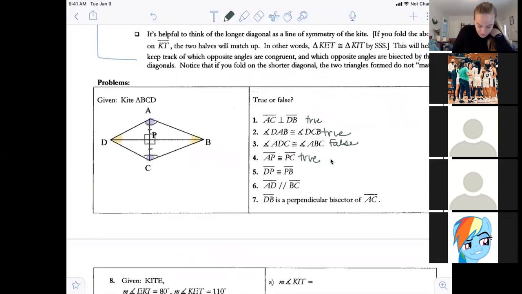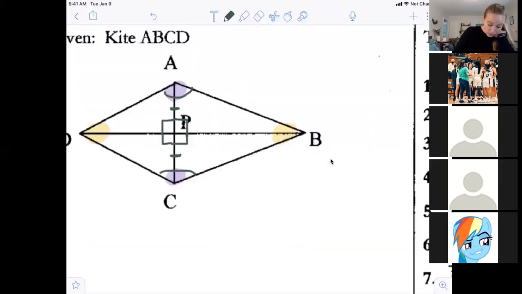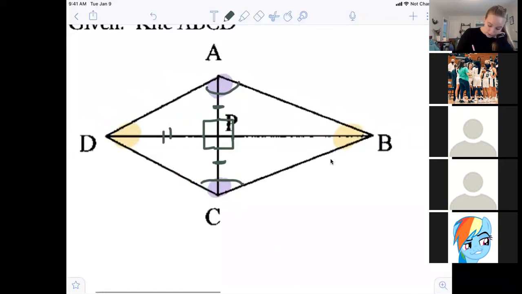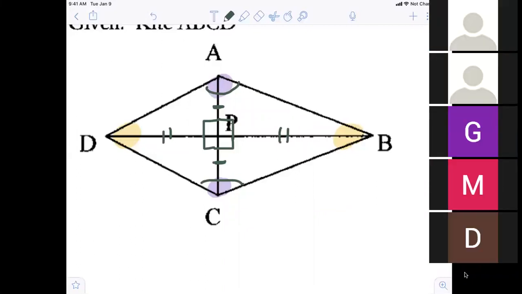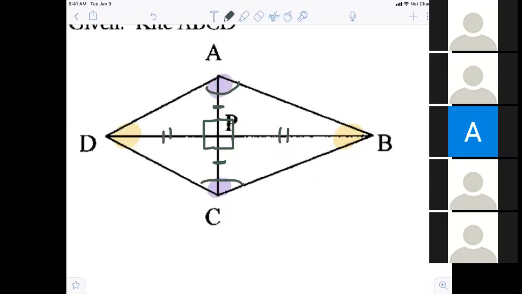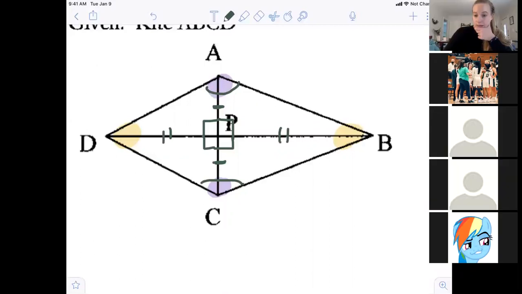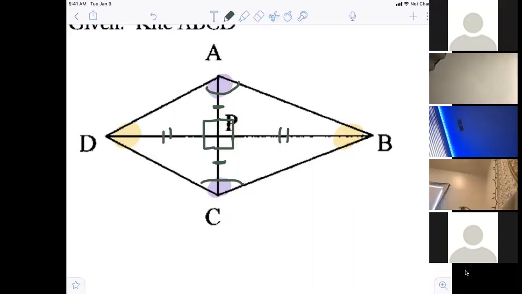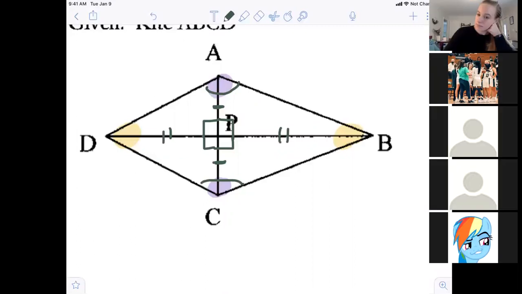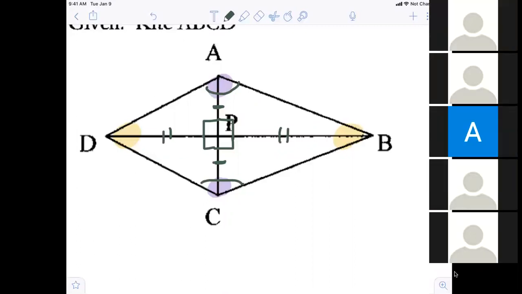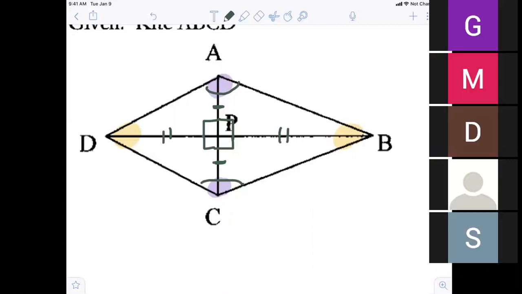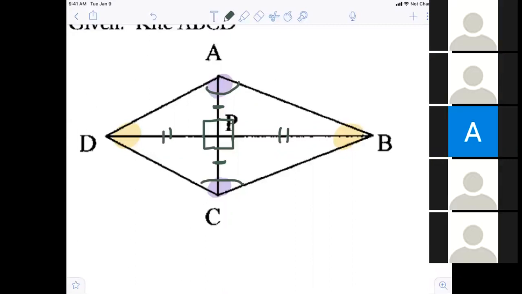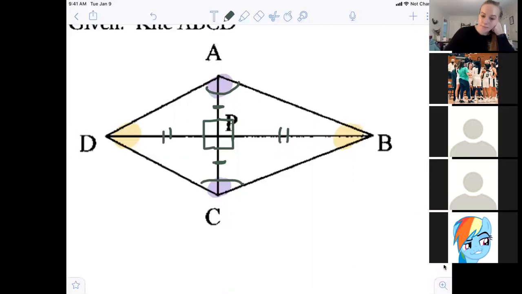All right, somebody else knew. I've got DP is congruent to PB. What do we think about that? Are these lengths congruent? Yeah, they're not congruent. Awesome, Charlie.